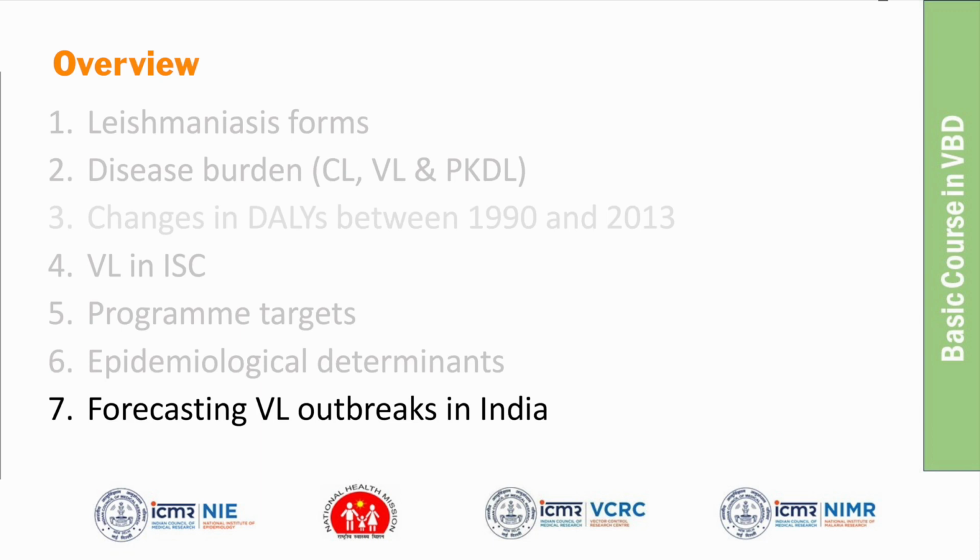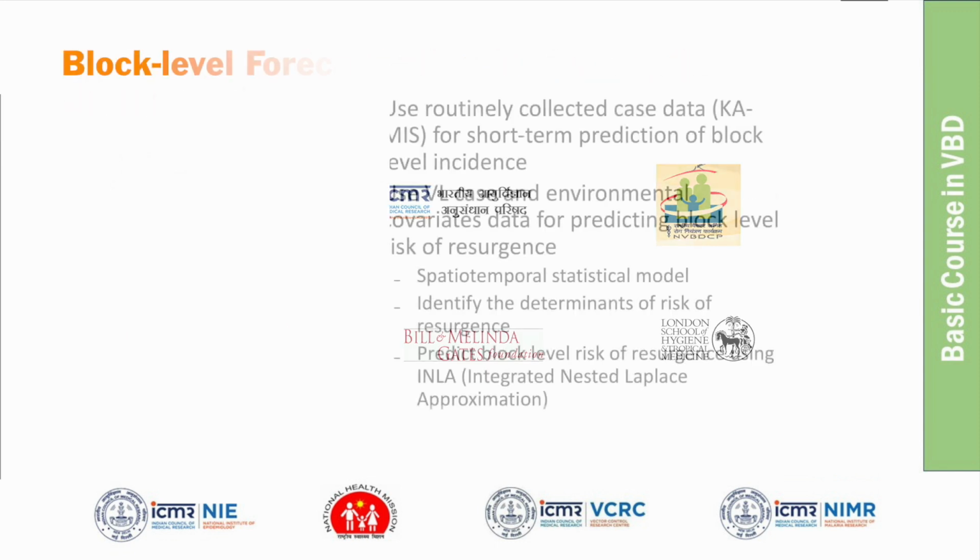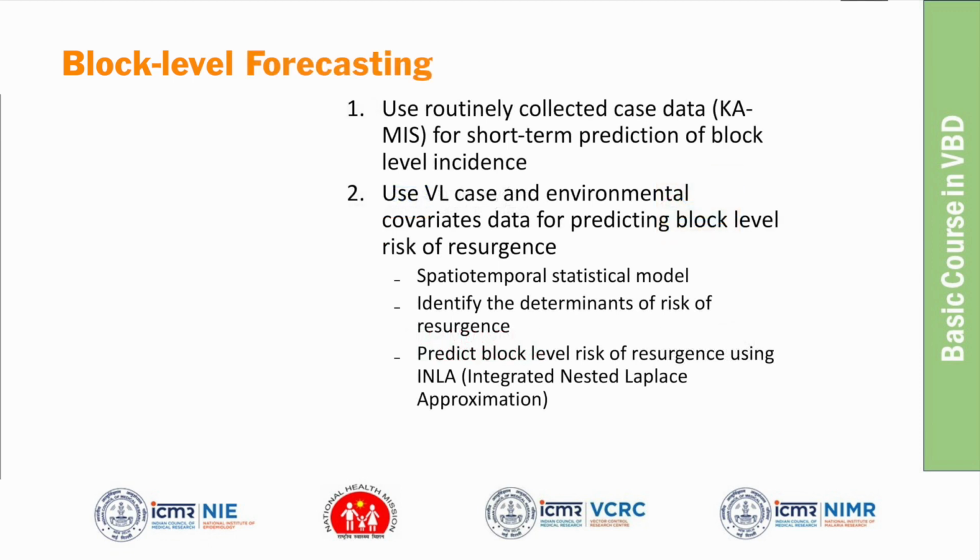And finally, I'm going to talk about forecasting VL outbreaks in India, through which we are also deciding how the environmental parameters are risk factors of VL transmission in India. This is a collaborative study between VCRC and the London School of Hygiene and Tropical Medicine, which comes under the umbrella of the SPEAK India program. I'm going to speak about this one a little more. Here the aim is to predict the VL incidence at block level.